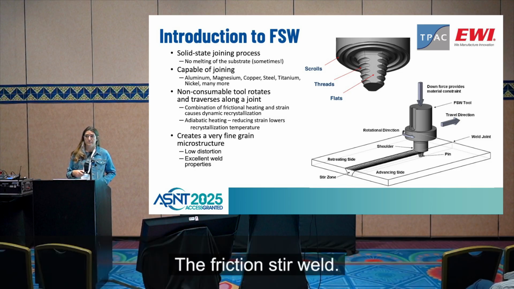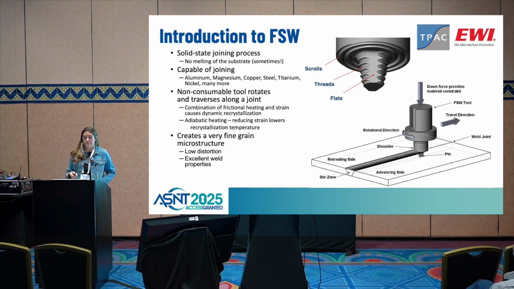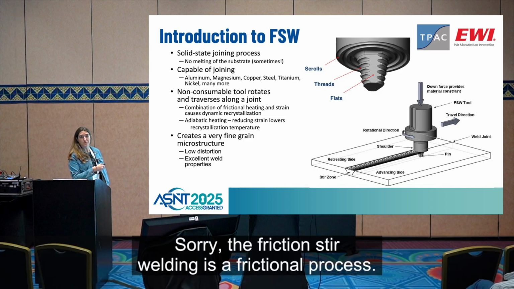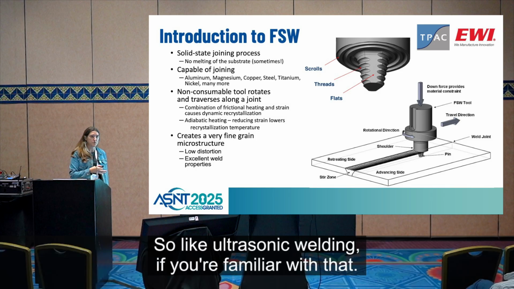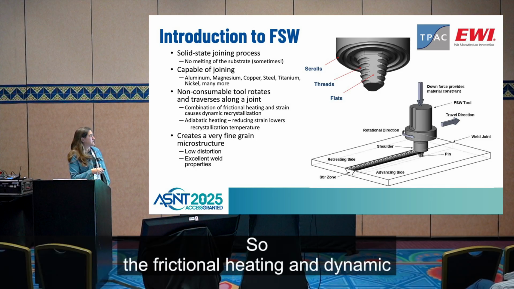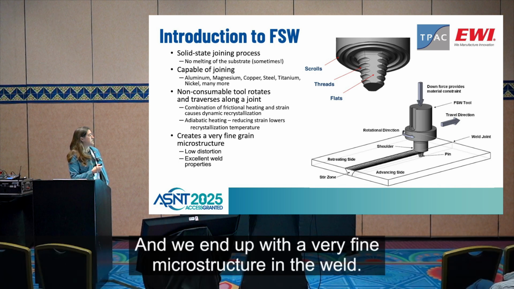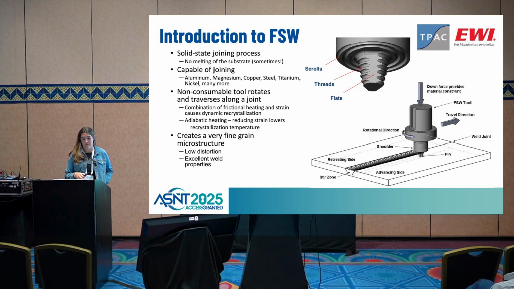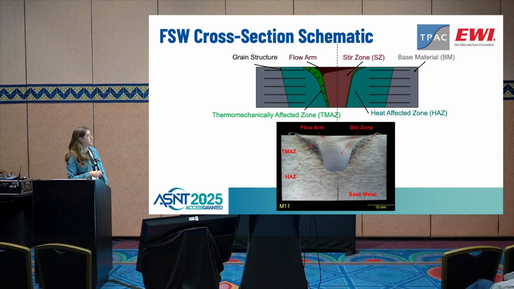Friction stir welding is a frictional process, like ultrasonic welding, if you're familiar with that. The frictional heating and dynamic recrystallization are what make it solid state, and we end up with a very fine microstructure in the weld. And this is what the weld looks like when it's all done.